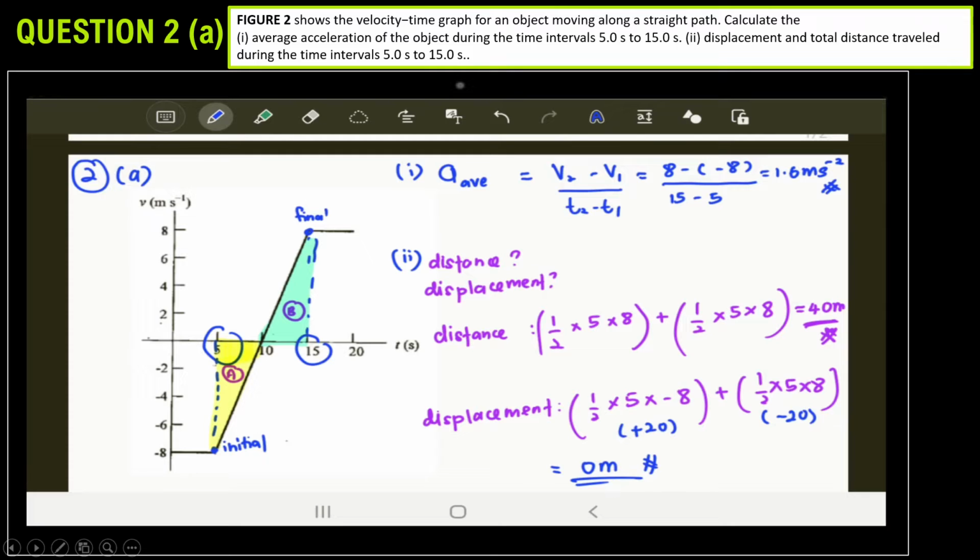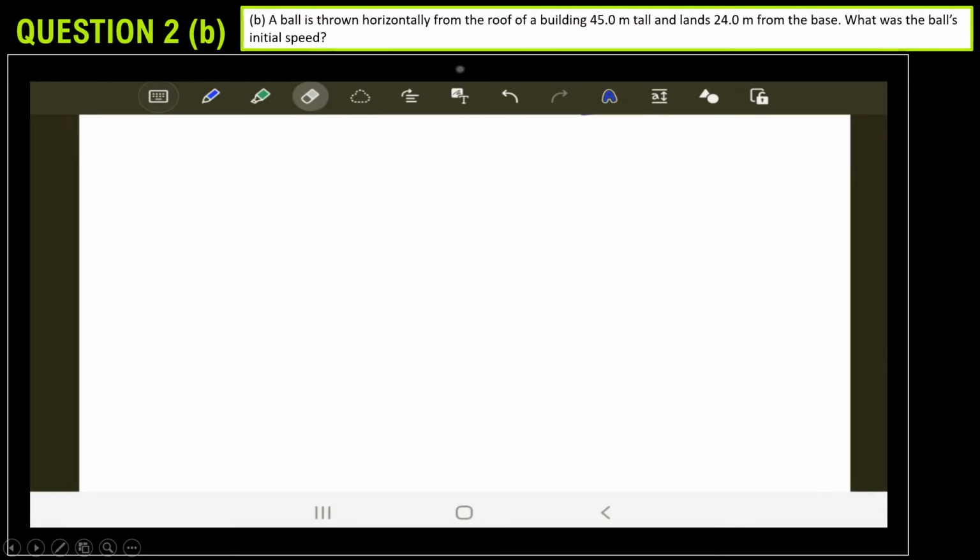Okay, so that finishes question 2A. Alright, question 2B, we have a ball thrown horizontally from the roof of a building which is 45 meter tall and 24 meter in length from the base.